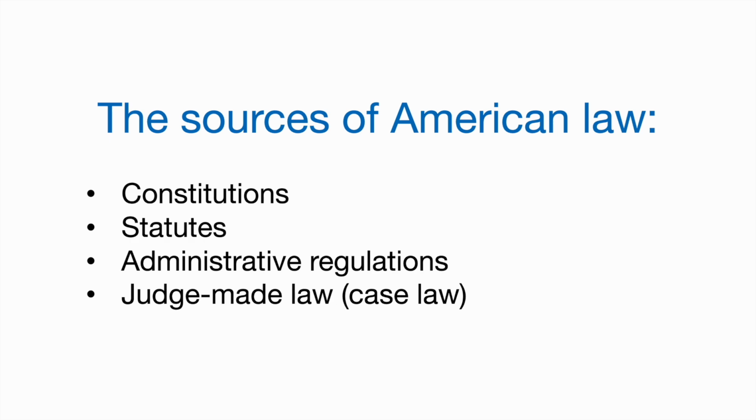So a quick recap is that we have civil law and criminal law. Precedent, also called stare decisis, translated literally means let the decision stand. And how a precedent or stare decisis works is following previous court decisions from a similar jurisdiction and with similar facts. And the sources of American law are constitutions, statutes, administrative regulations, and judge-made law.